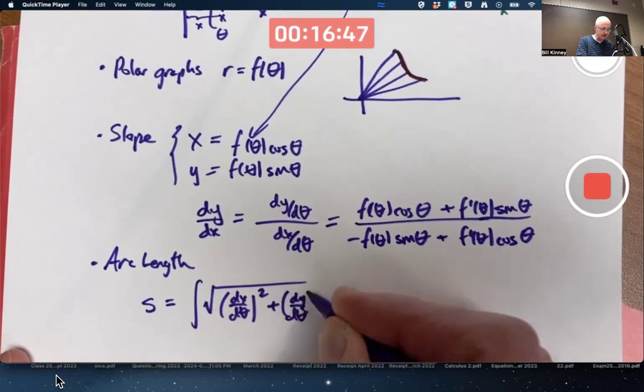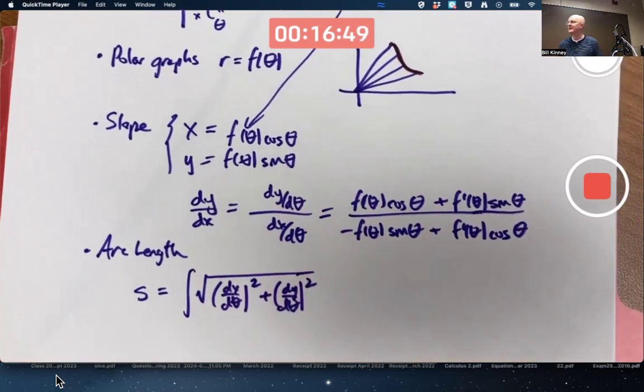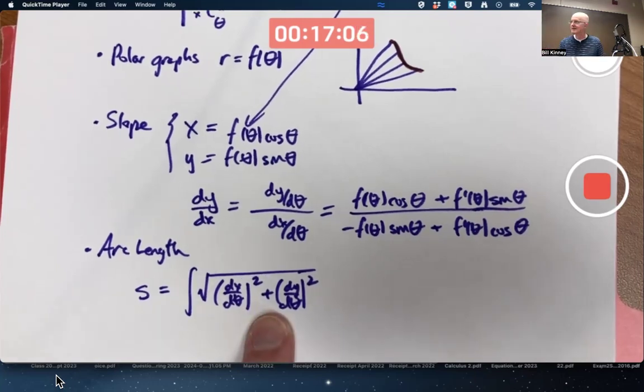Is it really a speed? Only if theta is the same as time. Now, obviously, it's a different letter. Theta is not t, but maybe the angle is changing with time at 1 radian per second. That could happen. And so if that did happen, you could think of it as time, and you could think of this as a speed.